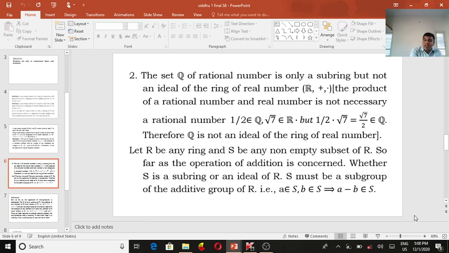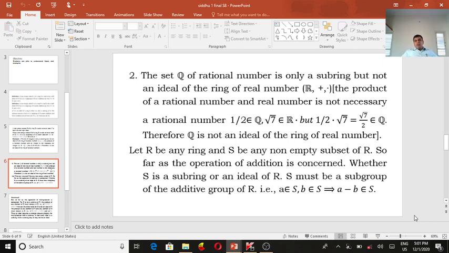Root 7 is a real number. If we take the product 1/2 times root 7, we get root 7 by 2. Is root 7 by 2 in Q, the rationals? No. Therefore, Q is not an ideal of the ring of real numbers.